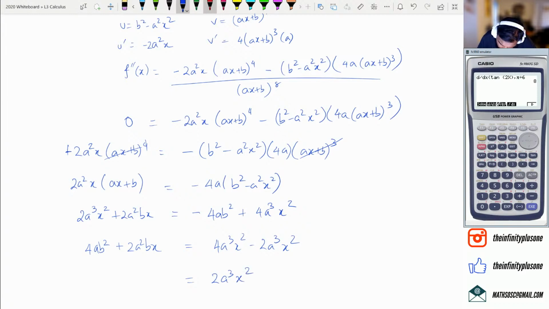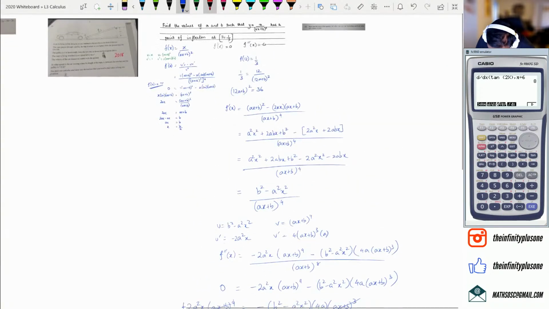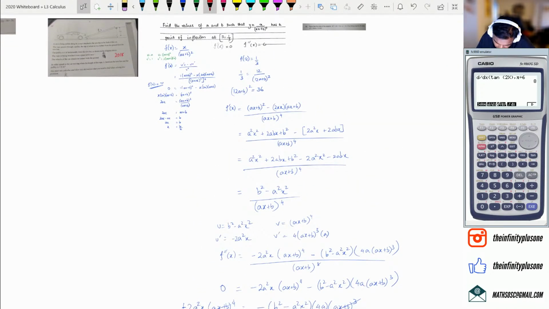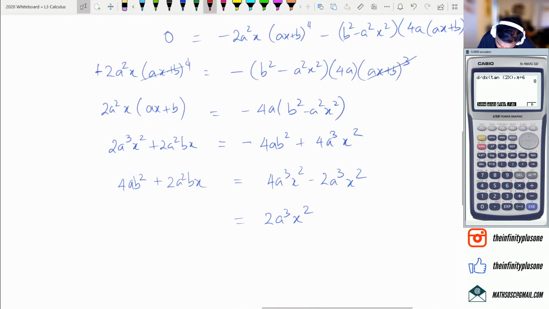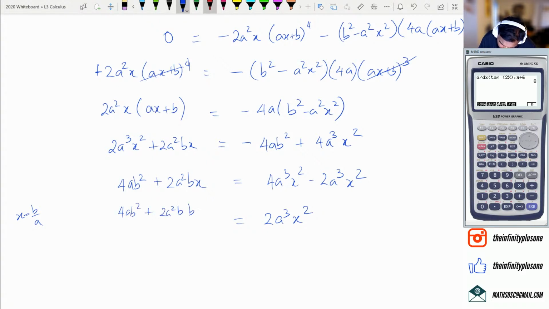And here, what have I done so far? I've got something to help me, right? Come on. So x is equal to b over a. So because x is equal to b over a, I could actually say 4ab squared plus 2a squared b, b times a.